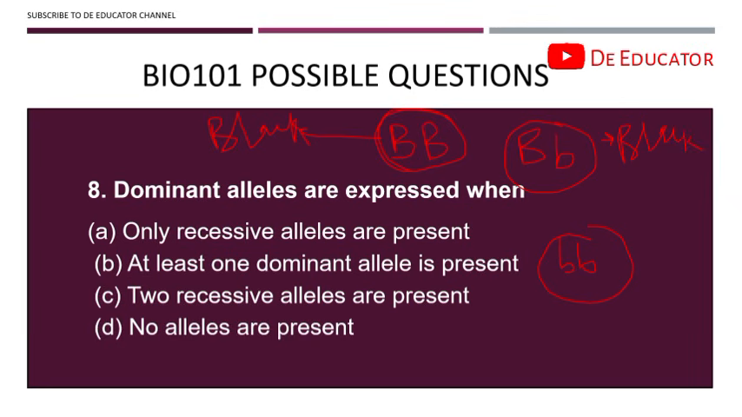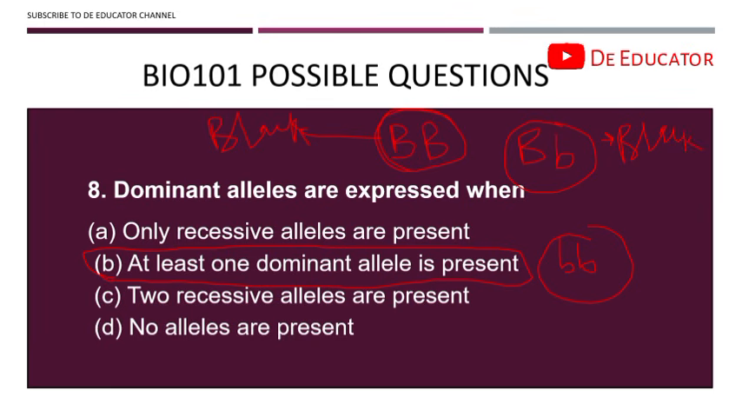So this is wrong. At least one dominant allele is present. This is going to be the correct answer, because I said that when you have one dominant and one recessive, the dominant is going to be expressed. So option B is correct. If you look further at the other options, two recessive alleles are present, still wrong. Then no alleles are present, this is wrong. So the correct answer is at least one dominant allele is present.